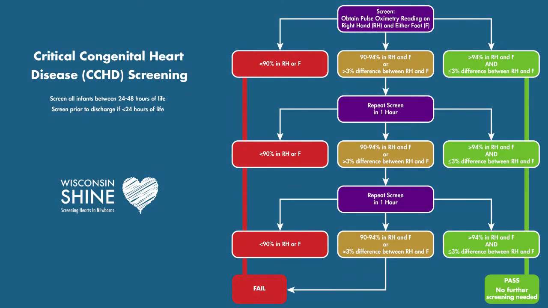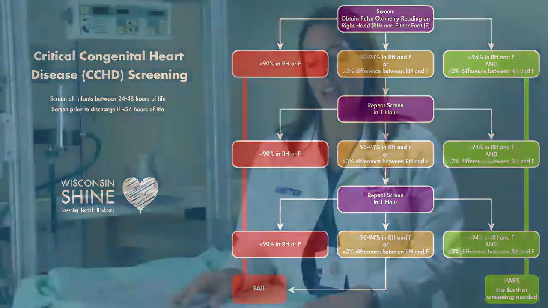With the initial screening test, babies can pass, fail, or need a repeat screen. The vast majority of babies will pass this test on the first screen and require no further screening. To pass, a baby must have a pulse oximetry reading, or an oxygen saturation, of greater than or equal to 95% in the hand or the foot, and have less than 3% difference between the hand and the foot. The foot may be higher than the hand, which is okay, as long as the difference is never greater than 3%. If the baby meets these criteria, they pass and need no further screening.